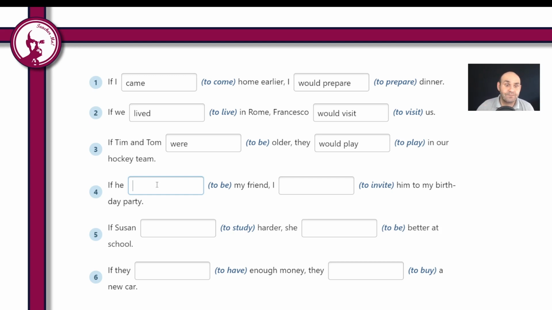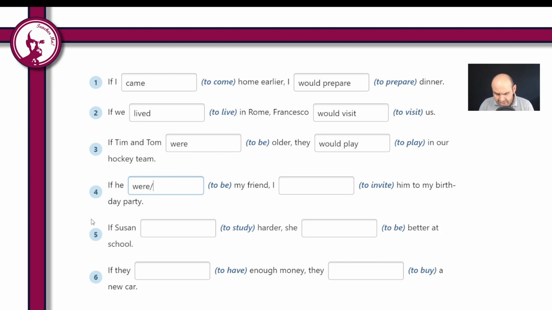Tell me about number 4, an important one. If he, we should use the past form of the verb to be. So, what should I say here? If he. The correct answer is if he were. You know, normally we should say if he was. But in the second conditional, we use the plural form of the verb to be even for singular subjects. If he were, if I were, if Mary were.